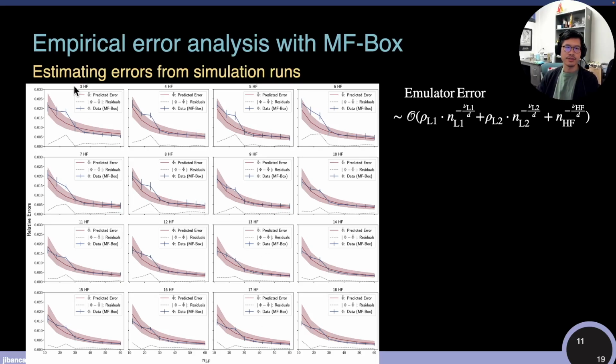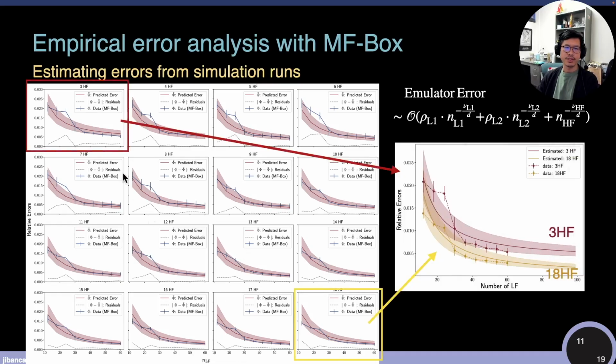Just to show you that empirically this relation works in general. Here I'm showing different numbers of high fidelity and varying the error as a function of the number of low-fidelity simulations. Just take the first one and the final one. The error of the summary statistics decreases when you have more low-fidelity simulations. If you change the number of high fidelity, you shift this relation lower. It roughly follows a power law.